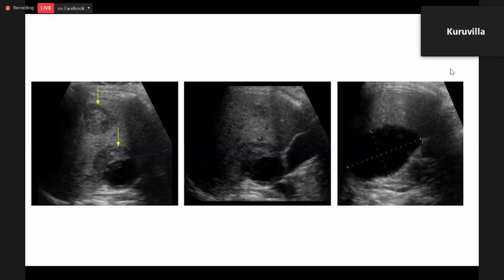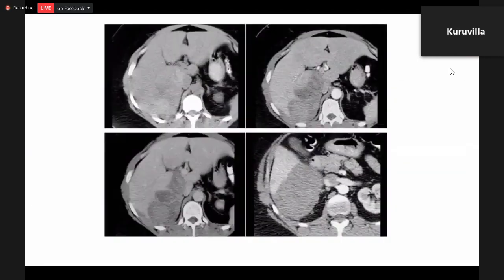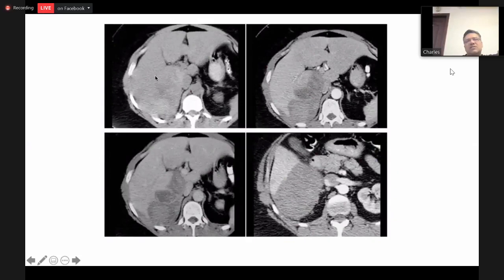And this is a CT of the same patient, and you can see the lesion on this non-contrast CT. And here you see the arterial phase. You can see the hematoma here and a large perihepatic hematoma. You see the lesion here and the perihepatic hematoma. I'm sorry for the poor quality of the CT.